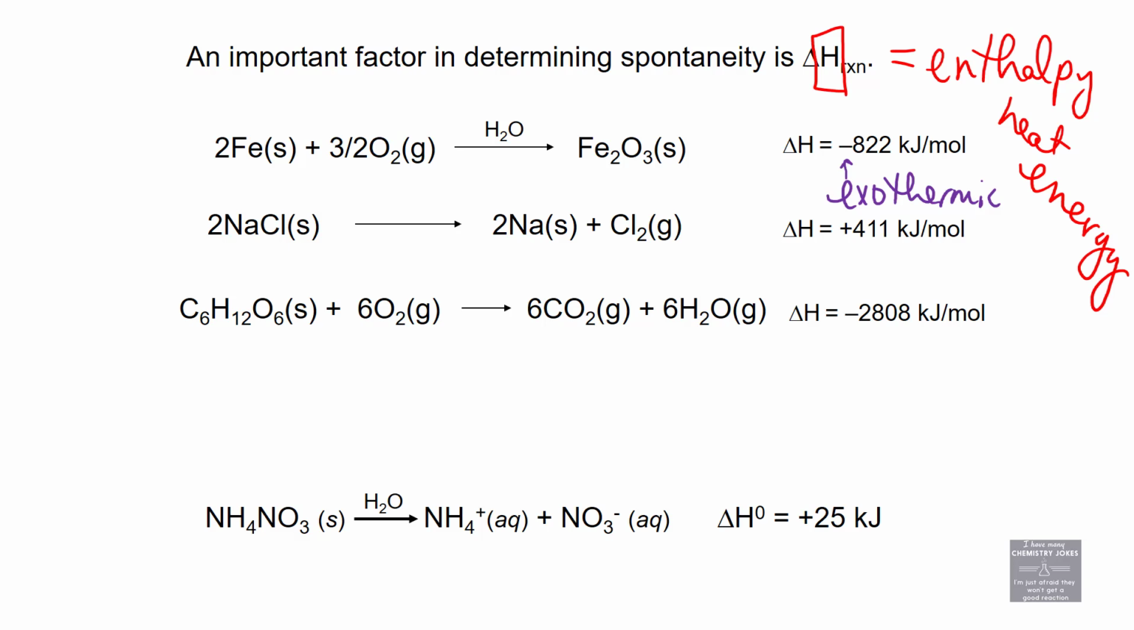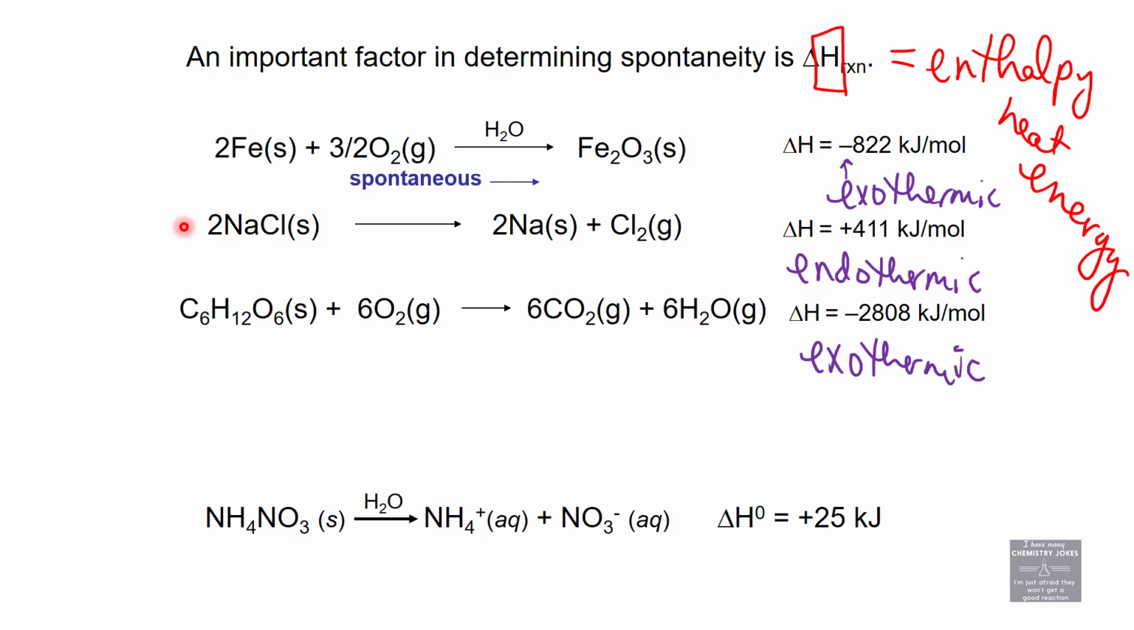While we're labeling, the next one with a positive 411, that's endothermic. And the bottom one with a negative 2808, that's exothermic. In general, exothermic reactions tend to be spontaneous. Is that always and forever? No. But in general, exothermic reactions tend to be spontaneous. So this reaction that's exothermic has been measured to be spontaneous, with a large K value.